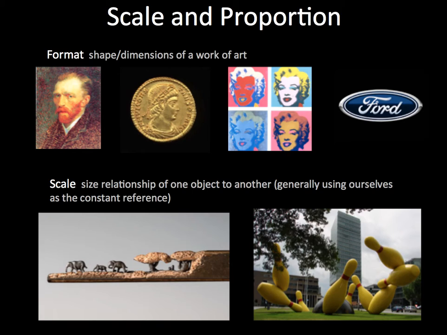Okay, the next thing is scale. Scale is the size relationship of one object to another. And so we would use ourselves as the constant reference as far as the scale. So we basically have small scale and large scale in reference to our own bodies. The picture on the left would be an example of a sculpture using small scale. The sculpture on the right would be an example of using large scale. And there can be certain strengths to each of these. For instance, the one on the left is actually done out of a pencil.